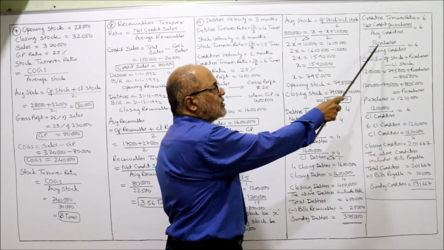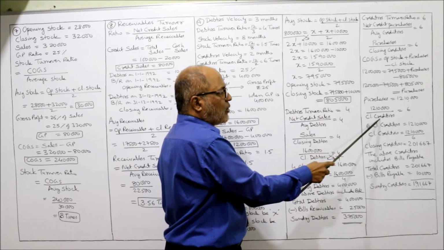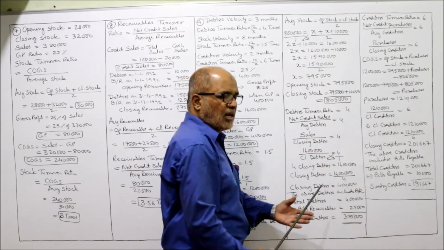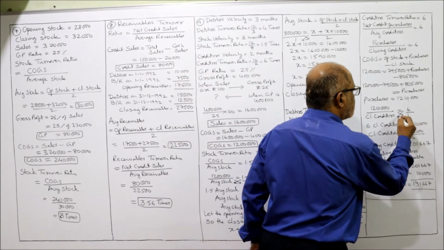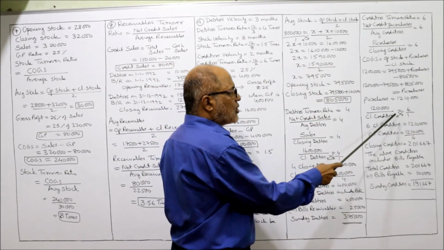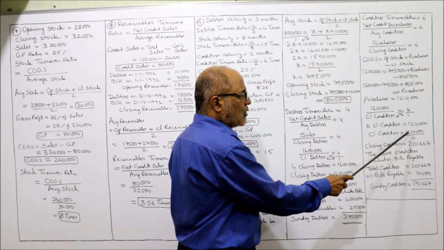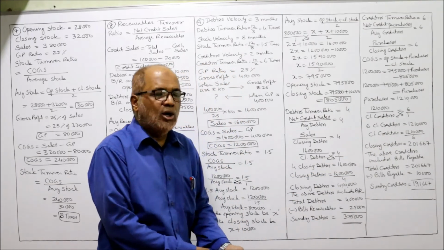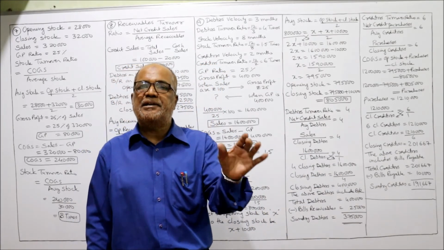Now we substitute purchases. In place of purchases, I am writing 12,10,000 divided by closing creditors is equal to 6. Now I am making a cross multiplication. 6 closing creditors is equal to 12,10,000. So closing creditors is equal to 12,10,000 divided by 6, which is 2,01,667. This is the closing creditors.